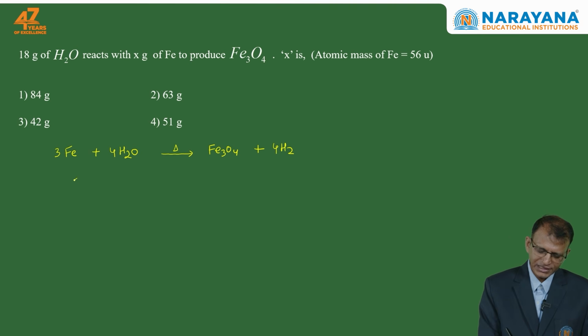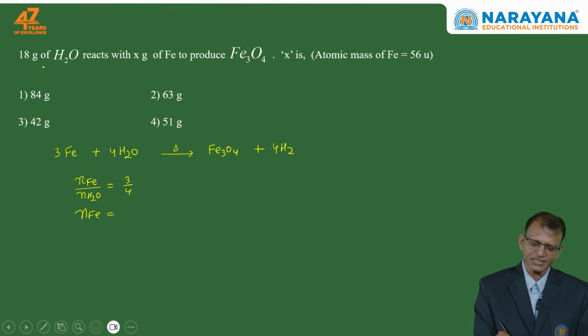So according to the balanced reaction, we can write that the number of moles of iron upon the number of moles of water is equal to 3 by 4. The number of moles of iron from here can be calculated since 18 gram of water is there. So 1 mole of water is there. So number of moles of iron needed is 3 by 4. So the mass of iron can be written as 3 by 4 into atomic mass 56.